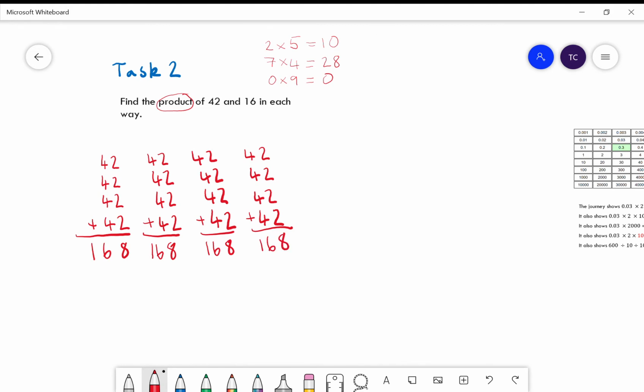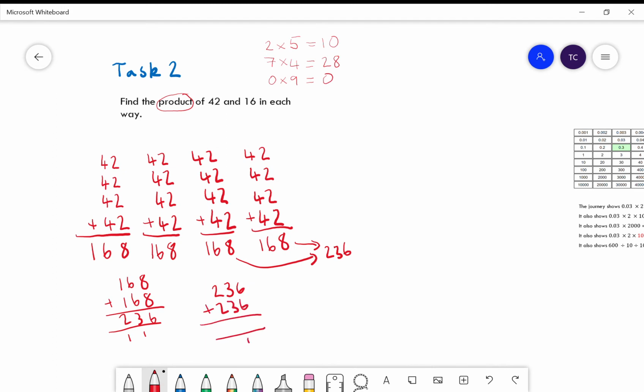Okay, so I've added those up, 168, then I've got 4 lots of 168. If I add 168, so I've got 236, and then I'll have another 236 from these two. So 236 add 236 is 472. So 42 times 16 must be equal to 472. Okay, so that's the first method.